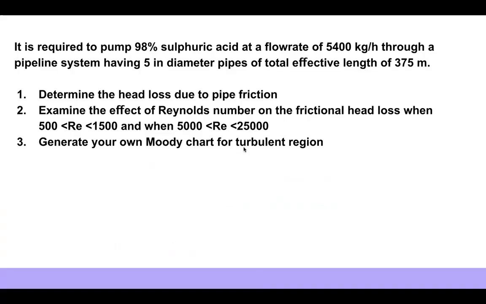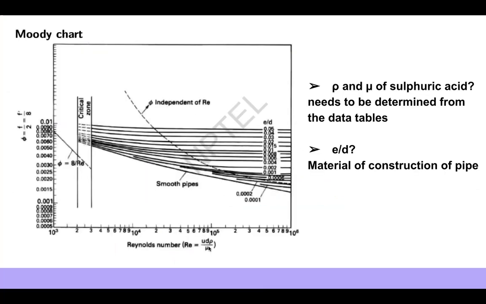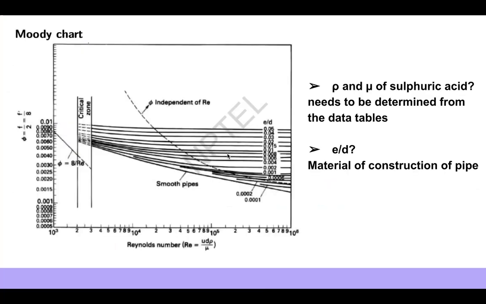That is, generate your own Moody's chart. So in the Moody's chart, you remember what details you need: the Reynolds number, and that is for the turbulent region. Right now we created one graph, but the highlight of that graph is that the roughness factor was a constant. So basically, we have generated only one line among the series of lines.